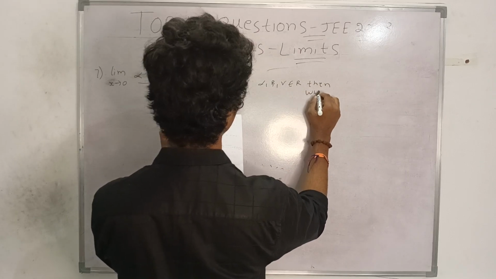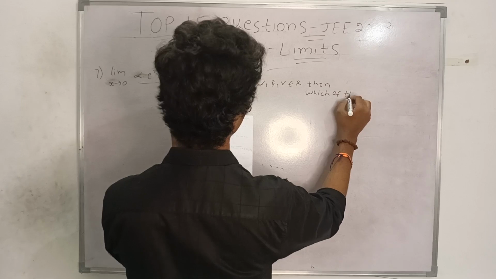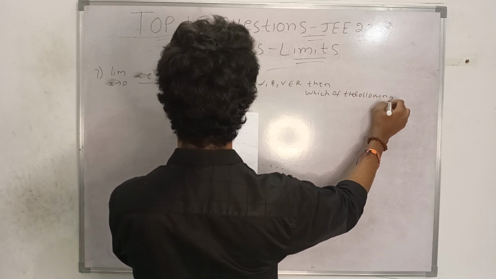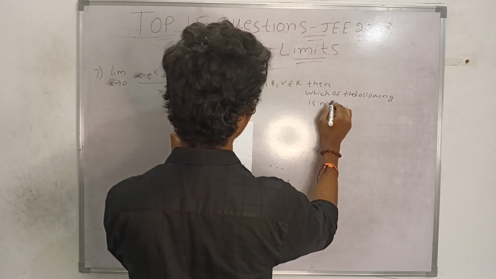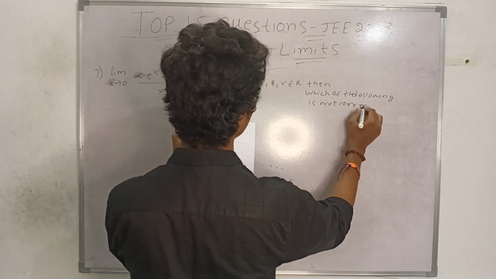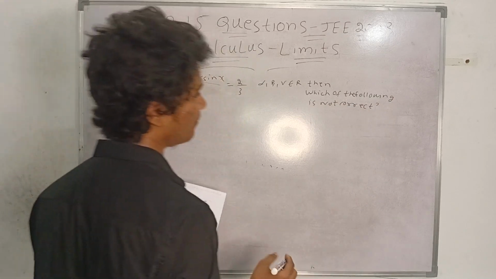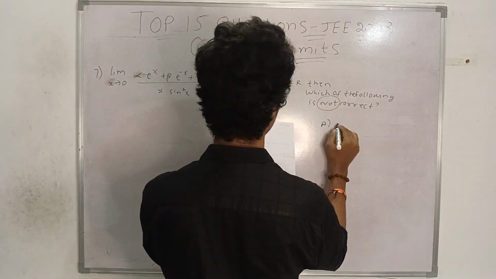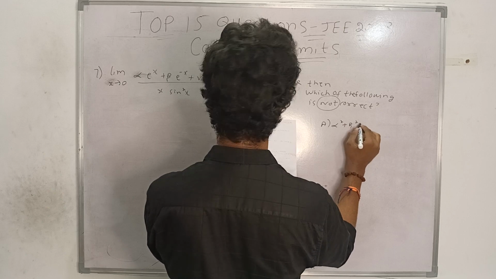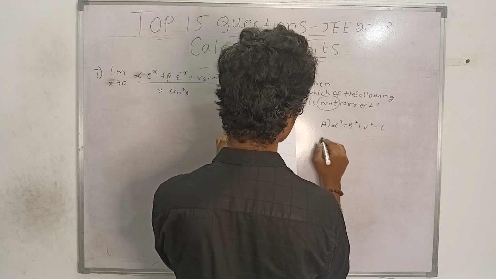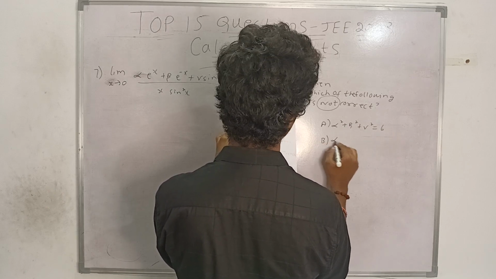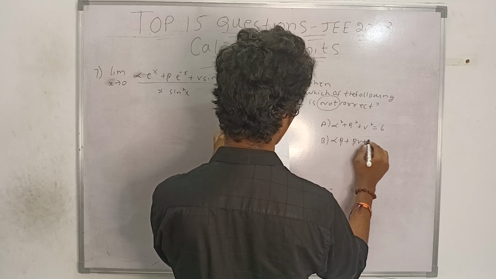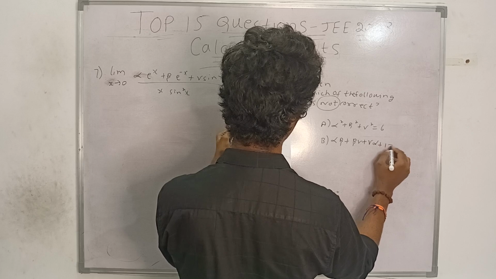Then which of the following is not correct? Carefully observe, it is not correct. Options are A, alpha square plus beta square plus gamma square equal to 6. Basically this question wants us to solve for alpha, beta, gamma, and verify the options.